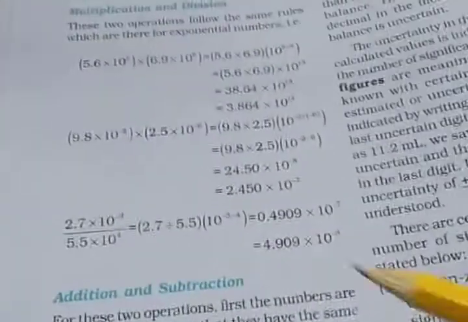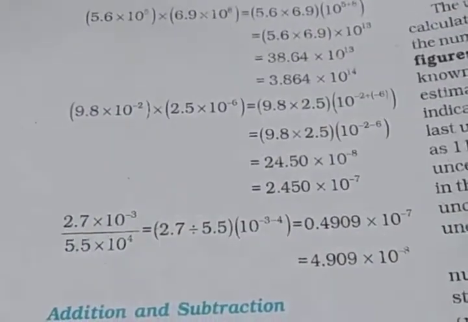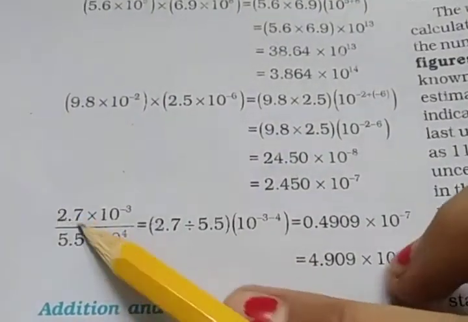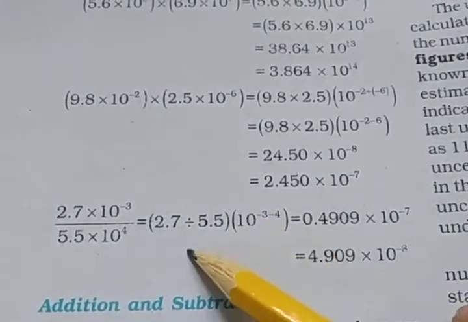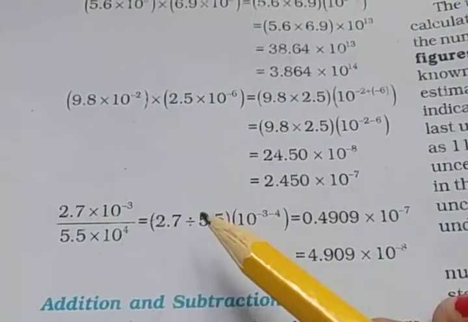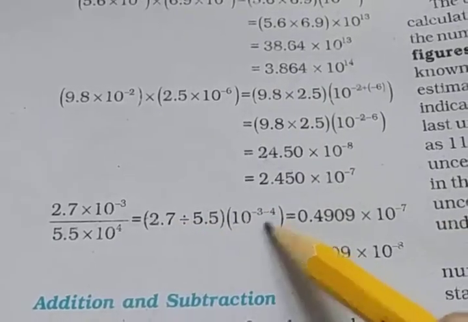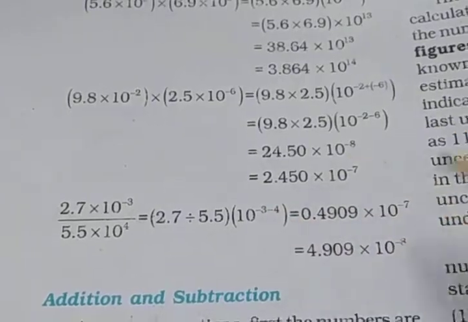Okay, then 2.7 into 10 raised to power minus 3 divided by 5.5 into 10 raised to power 4. So 2.7 divided by 5.5 taken in the bracket, and then 10 raised to power minus 3 divided by 10 raised to power 4. So divide, convert into the minus. So 10 raised to power minus 3 minus 4.